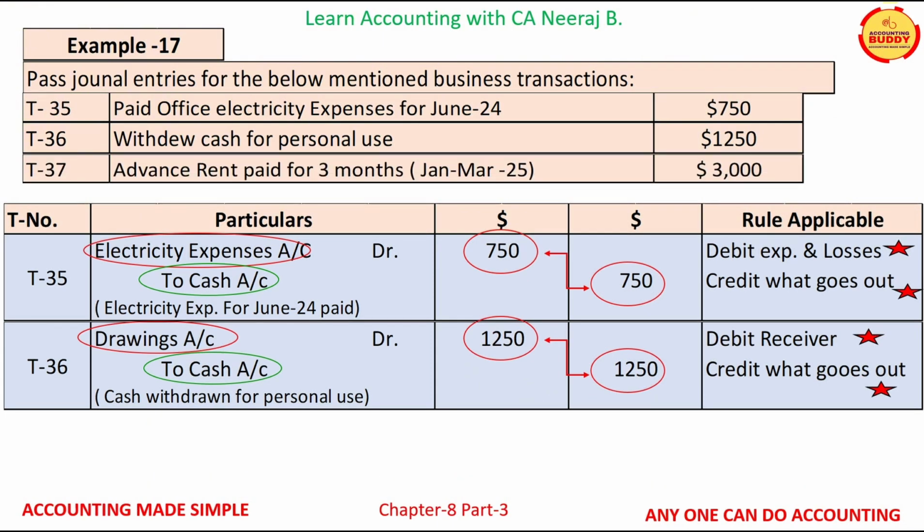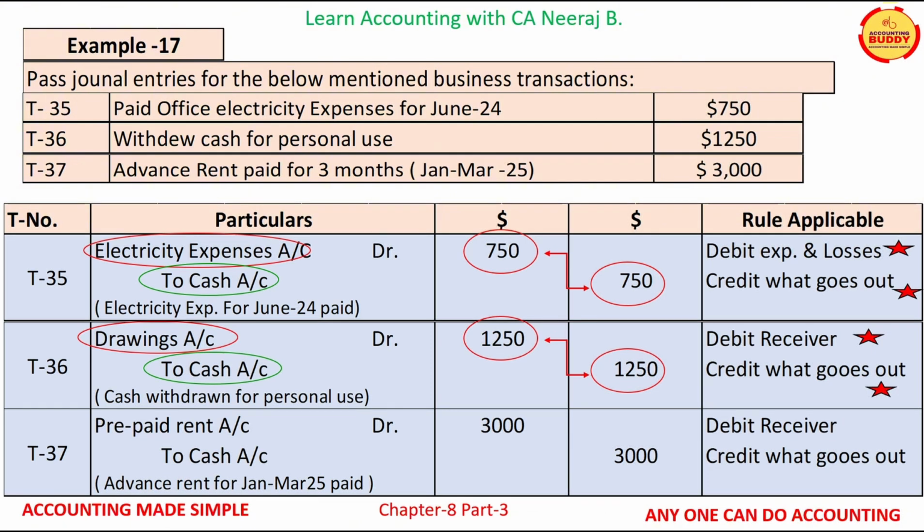Transaction T37 is advance rent for 3 months amounting to $3,000 paid. The two accounts affected are prepaid rent account and cash account. Prepaid rent account is a representative personal account and for personal account the rule is debit the receiver. Cash is a real account and the rule for real account is credit what goes out. Therefore, this transaction is recorded for $3,000 by debiting prepaid rent account and crediting cash account.